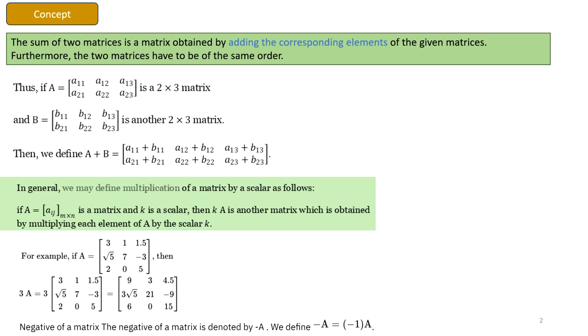Negative of a matrix is defined as minus A. We define minus A is equal to minus 1 multiplied by A.